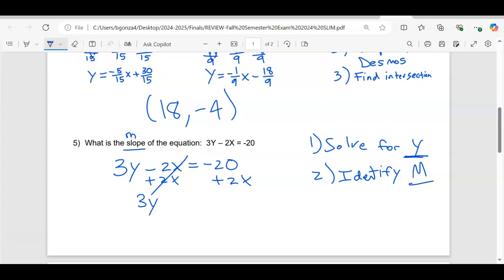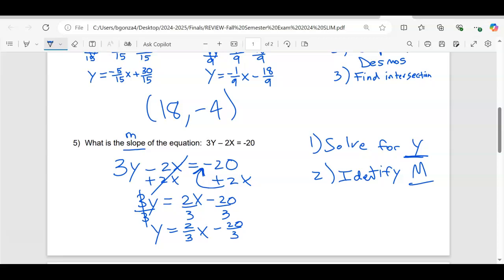3y comes down equals mx goes in front of b. So I have 2x in front of the minus 20. Last step to get rid of this 3, we divide by 3. So y equals 2 over 3x minus 20 over 3.